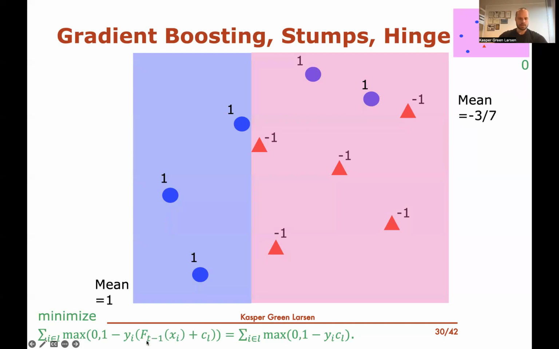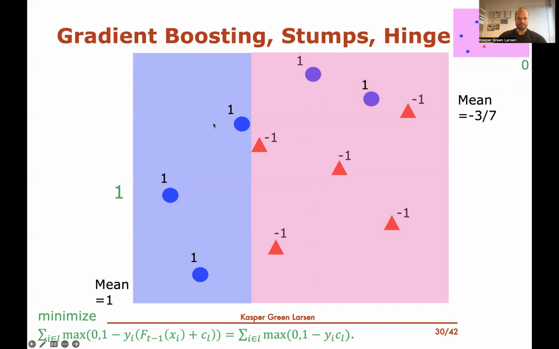And so this simplifies again a little bit, because we just ran the first round, so the current predictions are 0. So this current prediction term is just 0. And so we just get minus yi times this prediction that we're going to make, CL. So we want to minimize this expression, and we want to do that separately for each of the leaves.